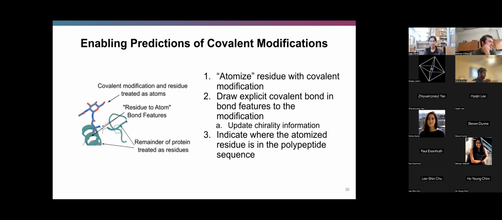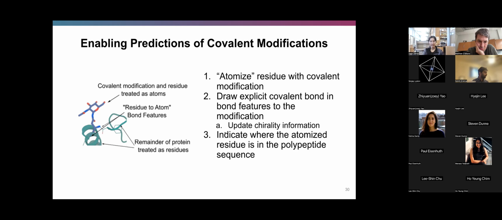But what you can do with this atomized representation is atomize the residue with the covalent modification, and then in the bond features, you can explicitly draw that covalent bond between the atom in the modified residue and the chemical modification. And you also obviously need to update the chirality information in these cases because you might be creating or destroying chiral centers.